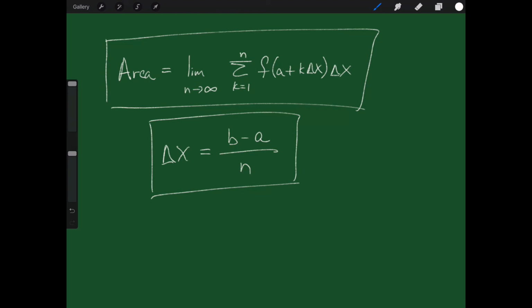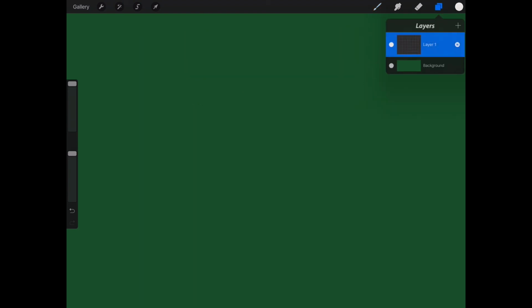All right. Now, let's go back to the original problem, and let's see how we would actually use a limit like this to calculate the area under a curve. So here's the example problem that I would like to do for you.